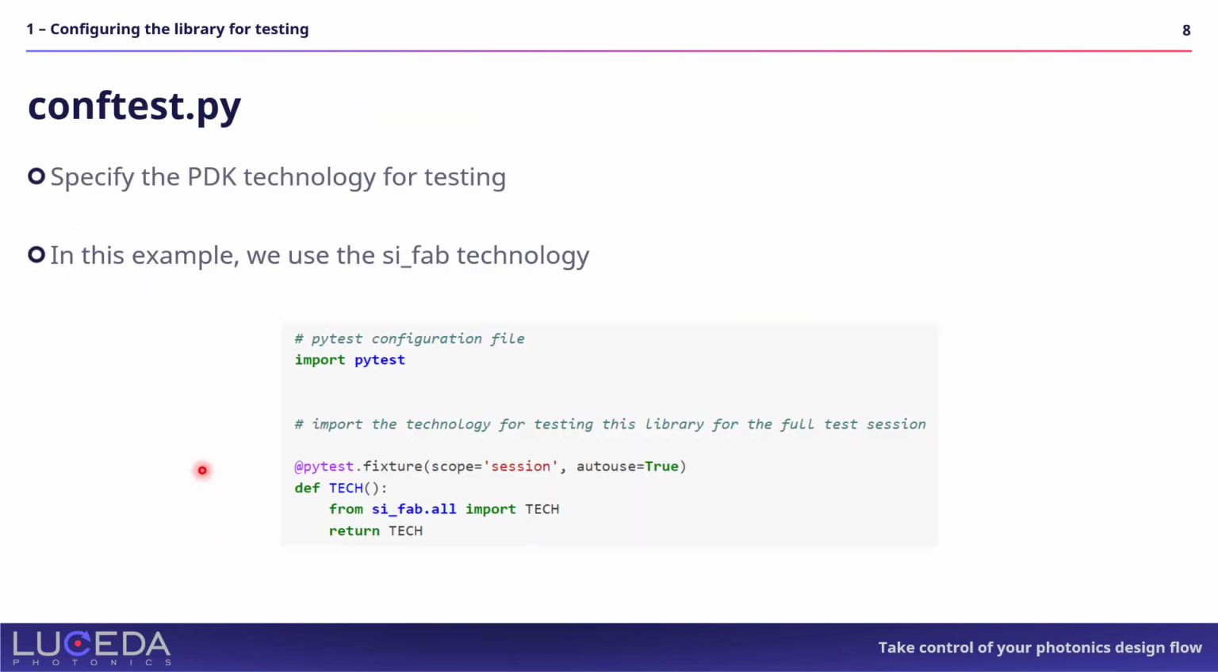Let's see more in details. The conftest file specifies the PDK technology used for testing. In our case, we are using the scifab technology. So as you can see here, where we define the tech, we import the technology from a scifab PDK.